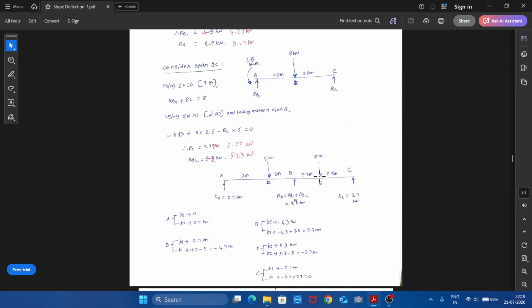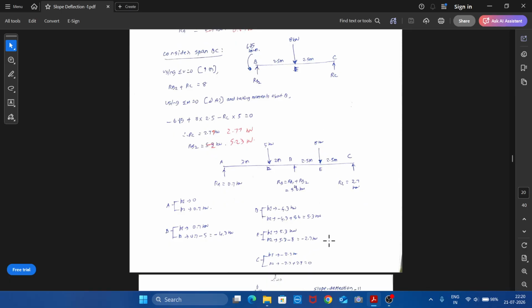Then go to E. Position 1 is stand at E itself and view to the left side. So the value will be coming over here, 5.3. And P2 means just to the right of E and see to the left. So this minus 8 needs to be added. Therefore, minus 2.7. Then at point C, at C itself we'll have minus 2.7. And just to the right of C, you'll have minus 2.7 plus 2.7 equal to 0.